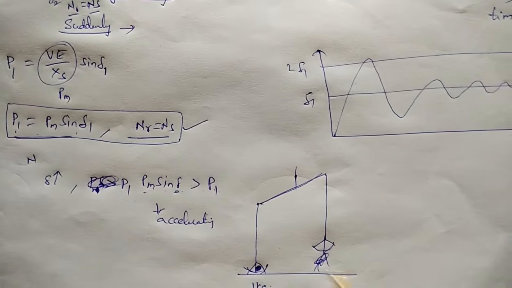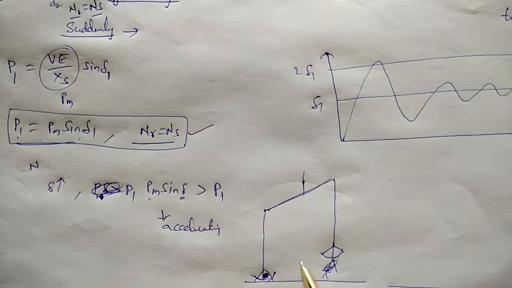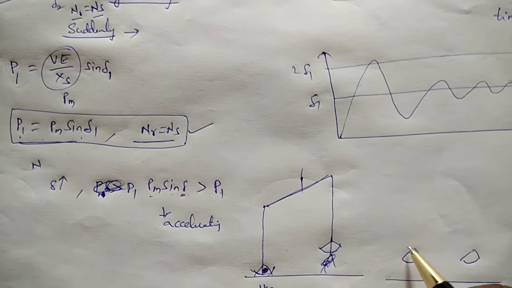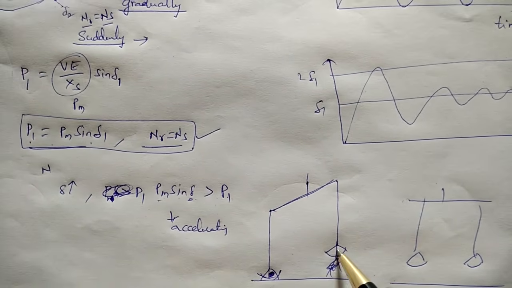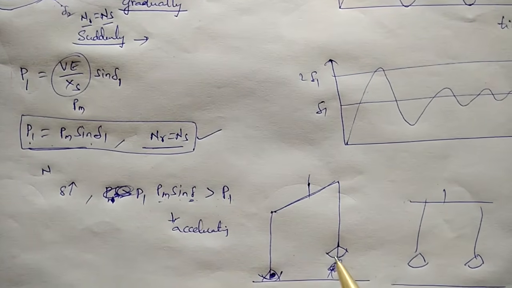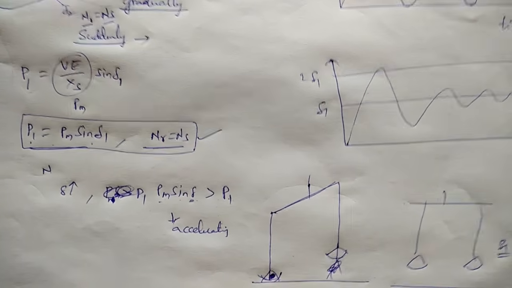If you keep the load gradually, what will happen? Both will come to this position, understand? So it will come down slowly. So if you keep the load gradually here, this is delta 1, the equilibrium position now.